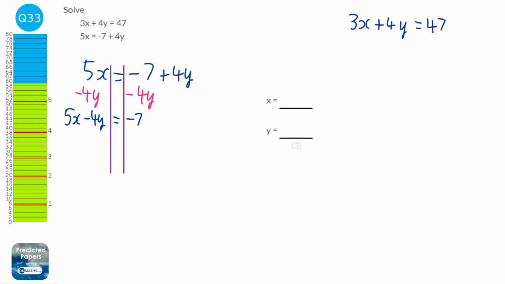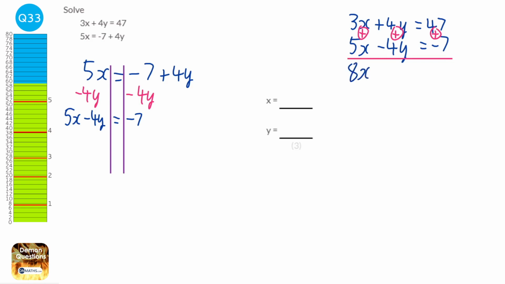Okay, so what we do now is we put both our equations down so we can solve these simultaneously. So 5x minus 4y equals minus 7. And you notice the coefficient of the y is already the same, so we don't need to multiply anything. But the signs are different, and the D in different is the D in add. So we're going to add going downwards. So we're going to add everything. So we're doing 3x plus 5x, which is 8x. 4y plus minus 4y is nothing, which is good, because we're going to get rid of that. And 47 take away 7 is 40.